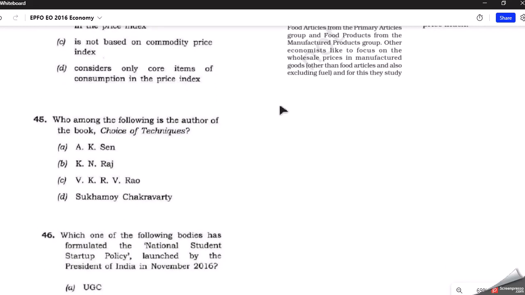Next is, who among the following is the author of the book Choice of Techniques? So here the answer is Amartya Kumar Sen, the Nobel laureate from India, and he has talked about the problem of choice of production techniques faced by an underdeveloped country. This is what this book talks about. So this question, author and book, has been asked from an economy point of view, and it talks about the dilemma faced by underdeveloped countries in choosing production techniques.